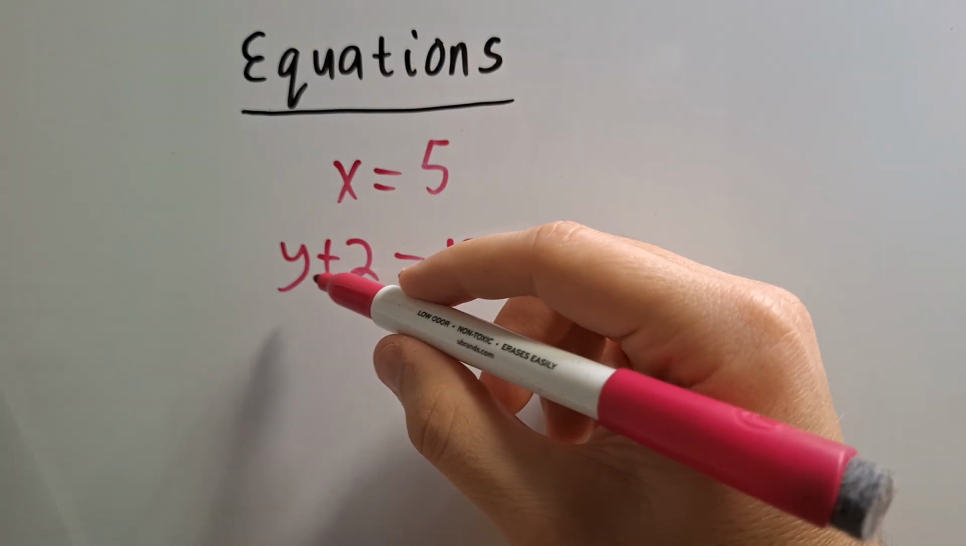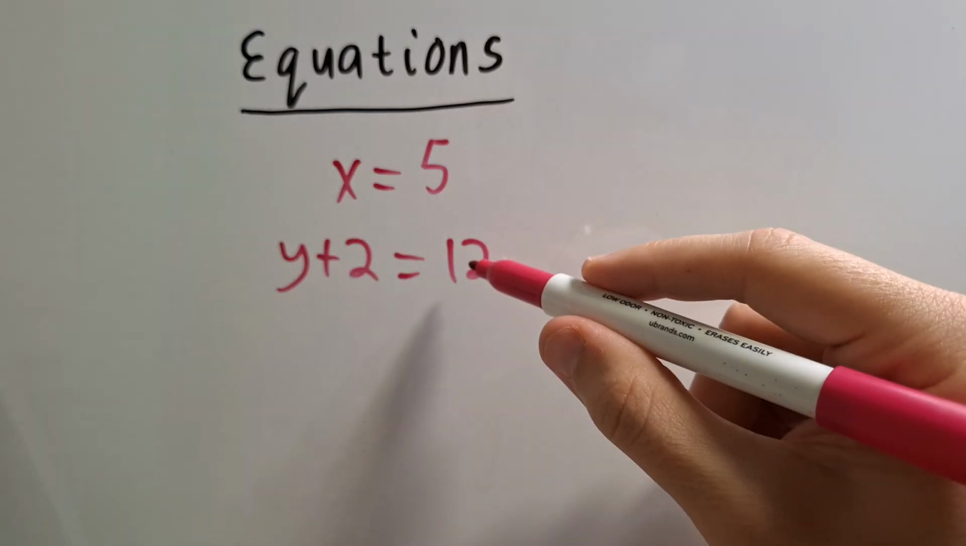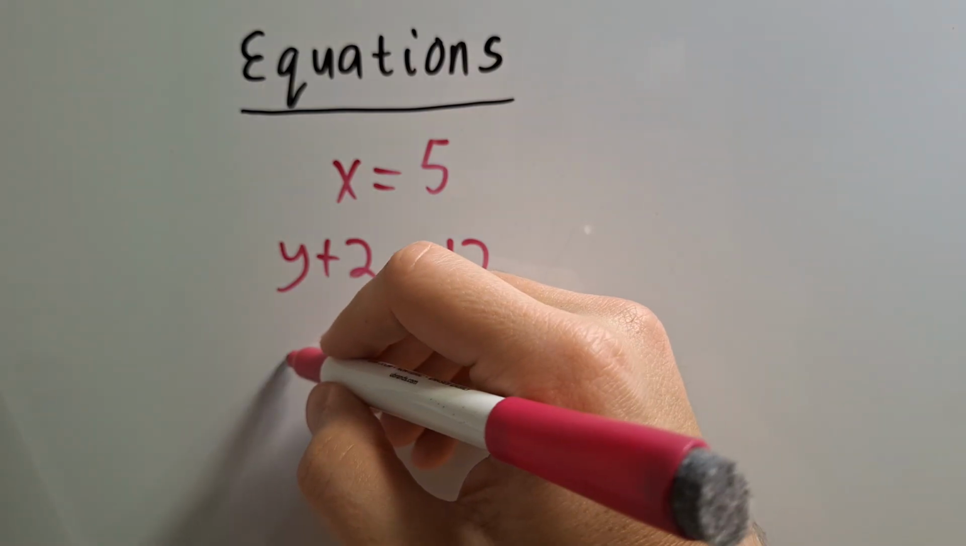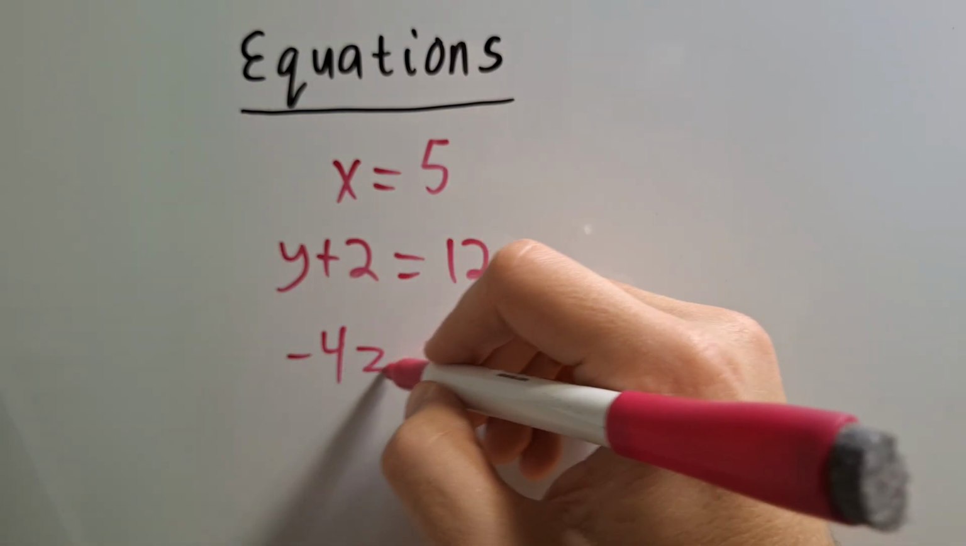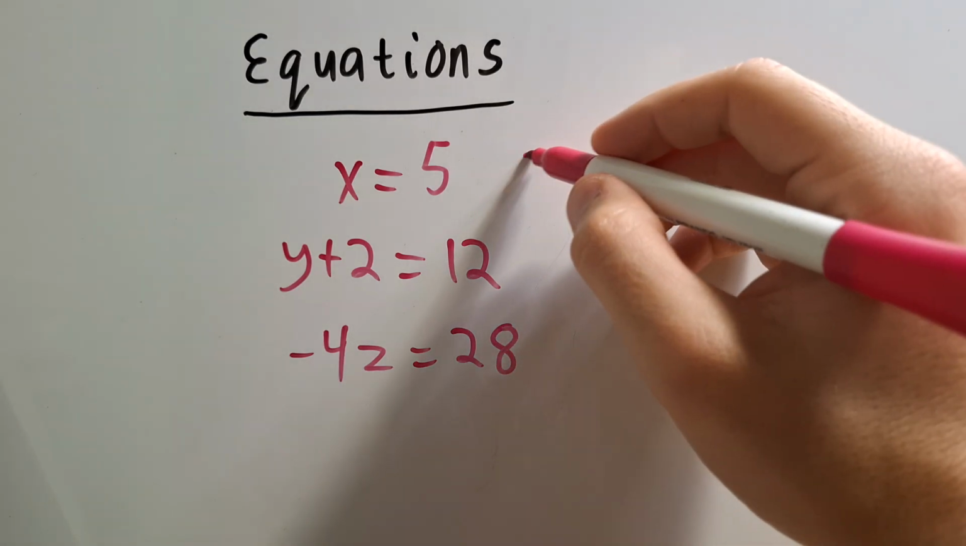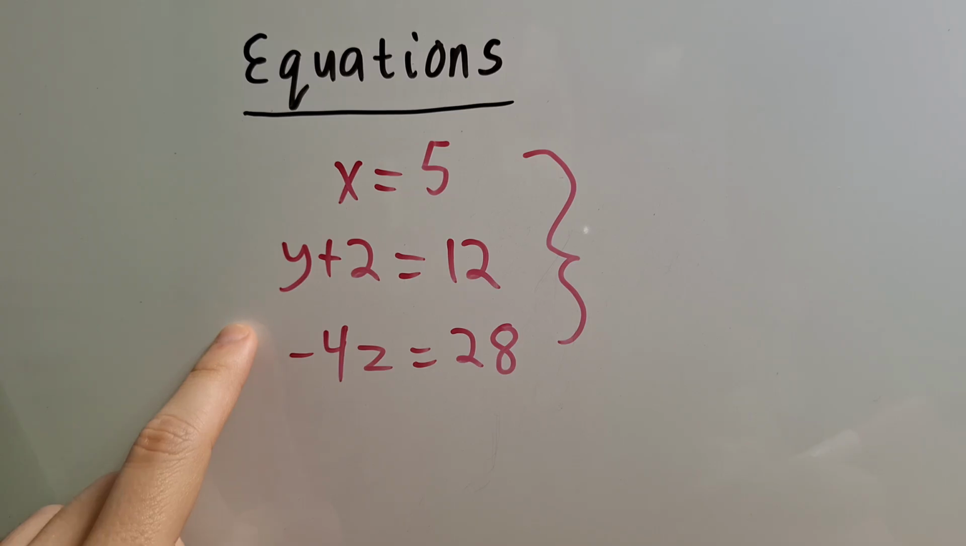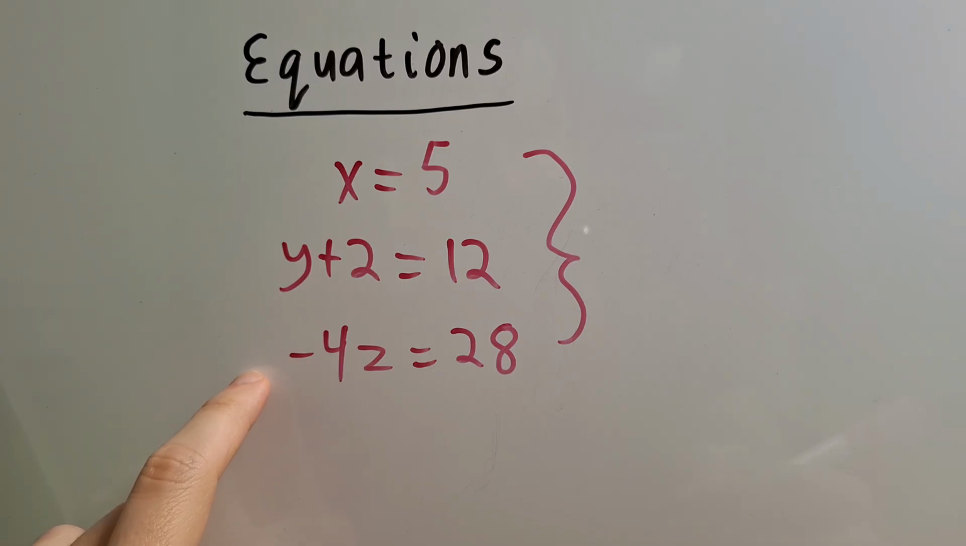Here we have to perform an operation to let us find out what the value of y is. And another example would be negative 4z equals 28. These are all examples of equations. And in a later video, we will solve equations so we can identify the solutions for those equations.